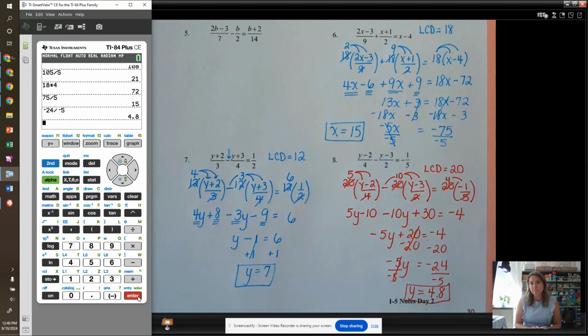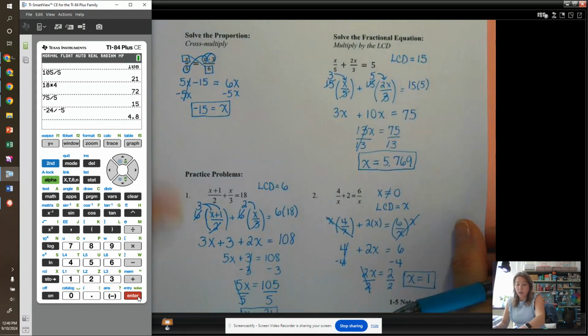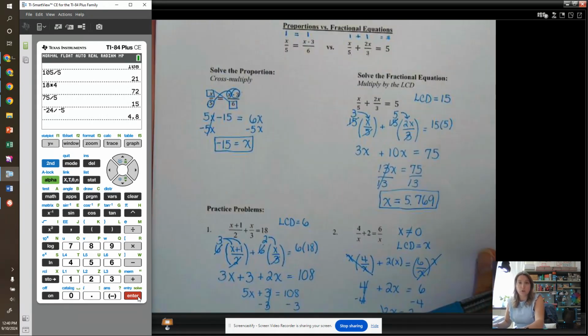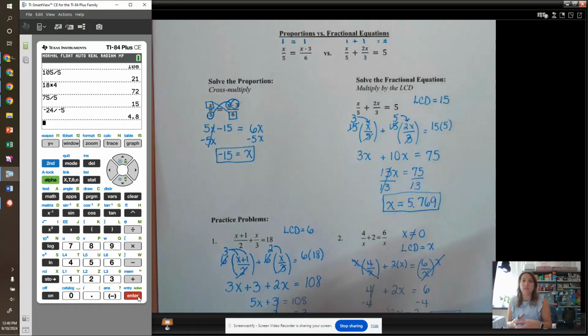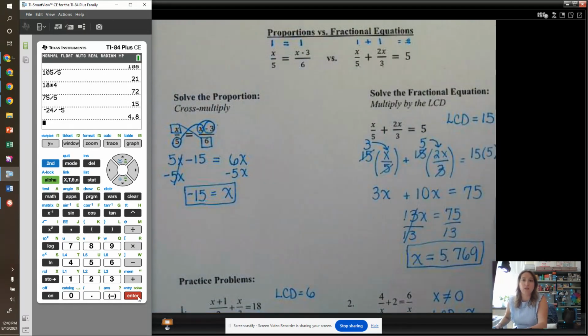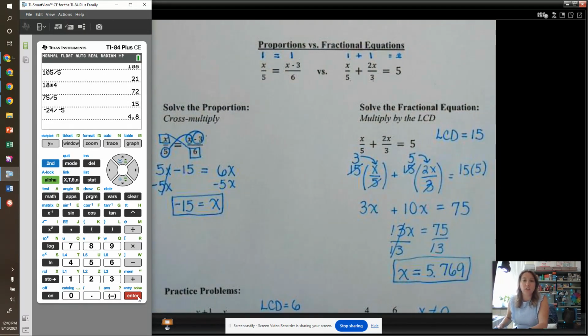Okay? All right, algebras. Now it's your turn. You try our 5-1 homework number 2. See how you do. Remember, be on the lookout for where is our proportion versus our LCD fractional equation, right? Keep this difference in mind right here as we are solving, okay?